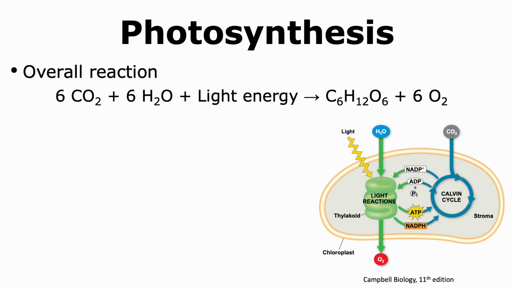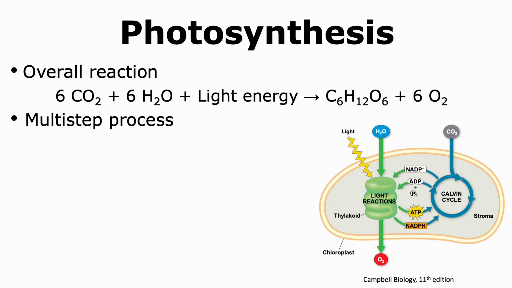Photosynthesis can be represented by a chemical reaction which shows that carbon dioxide and water, along with light, are able to produce sugars like glucose and oxygen. This is the reaction for what we call oxygenic photosynthesis. Photosynthesis is a multi-step process.